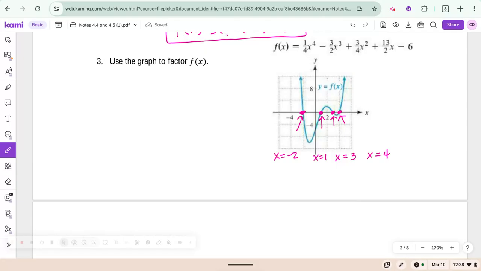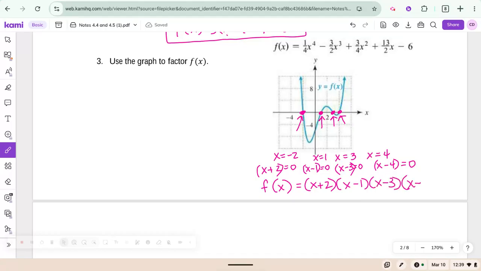If I turn those into factors, I will add 2 to each side to get that equal to 0. So one of my factors is x plus 2. I'll subtract 1. So one of my factors is x minus 1. I'll subtract 3 on this one. And I'll subtract 4 on this one. And so the factored version, and I can put these factors in any order, it doesn't matter: x plus 2, x minus 1, x minus 3, and x minus 4.